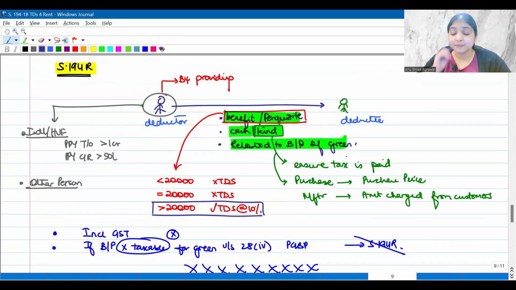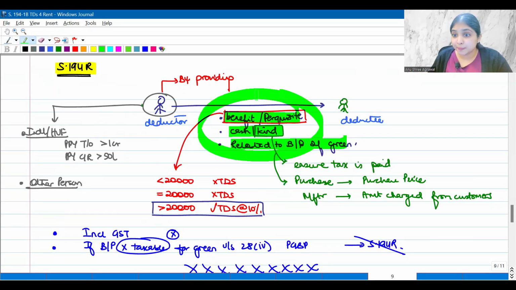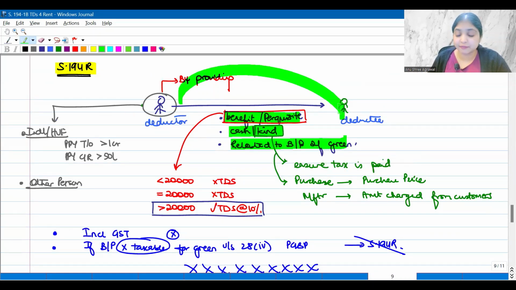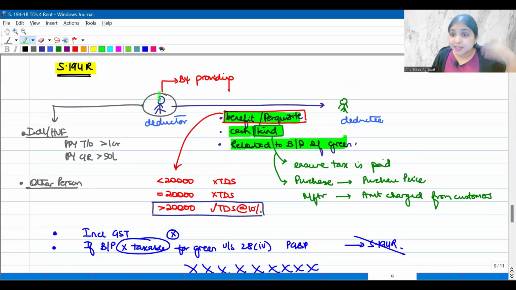All clear, everybody? Under section 194R, Blue is giving Green a benefit or perquisite either in cash or in kind related to the business or profession of Green. If it is in kind, Blue will ensure tax is paid, only then he will release the gift. If the benefit happens to be in kind, how will you know the value of the benefit? If Blue has purchased it from the market, you will simply take the purchase price. If Blue has himself manufactured it, then you will see at what price he would have given the same thing to his customers. You will consider that as the value of the benefit.